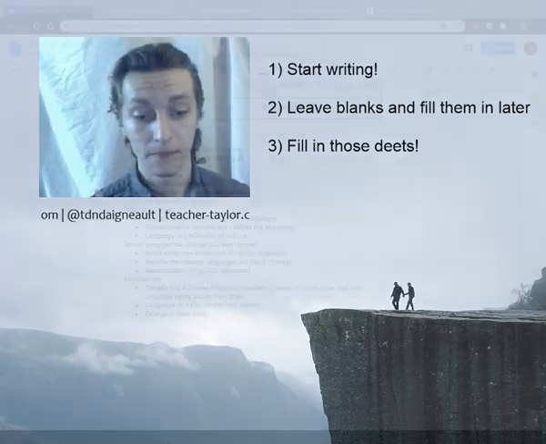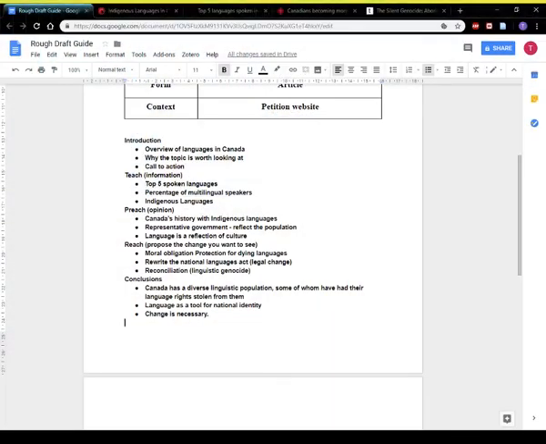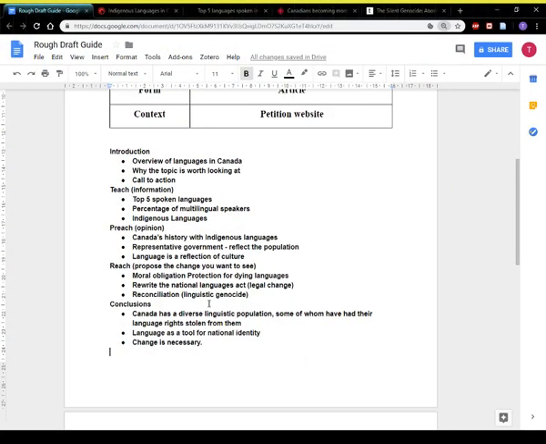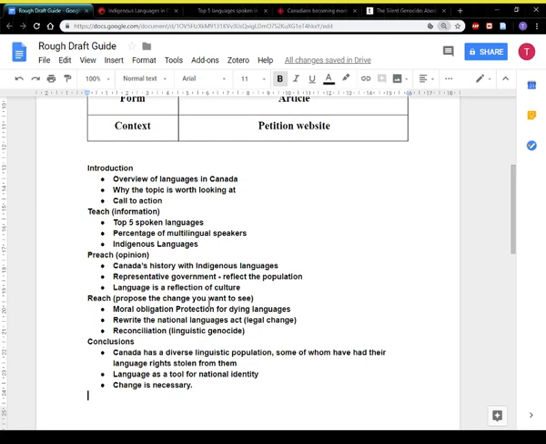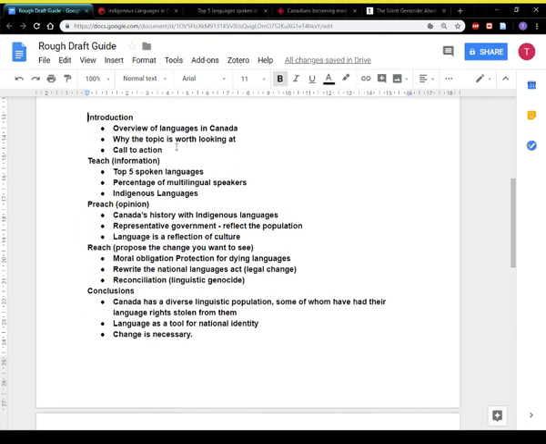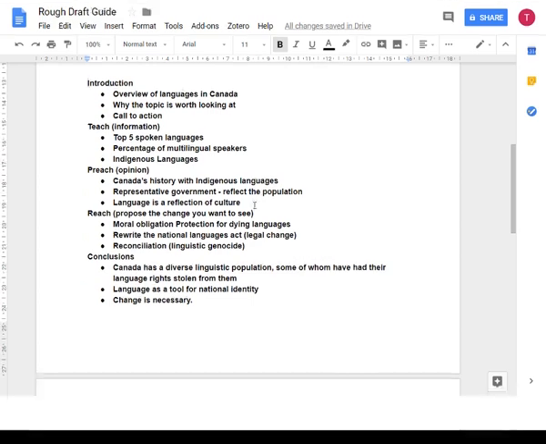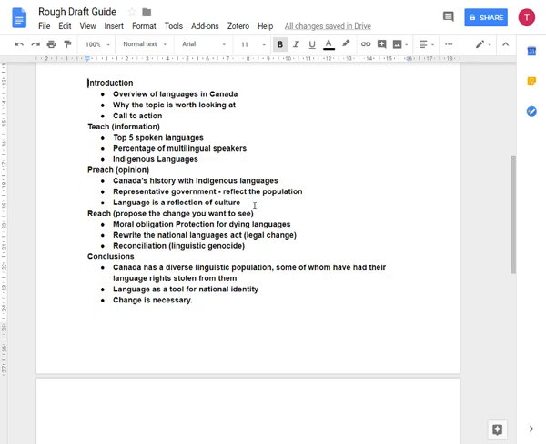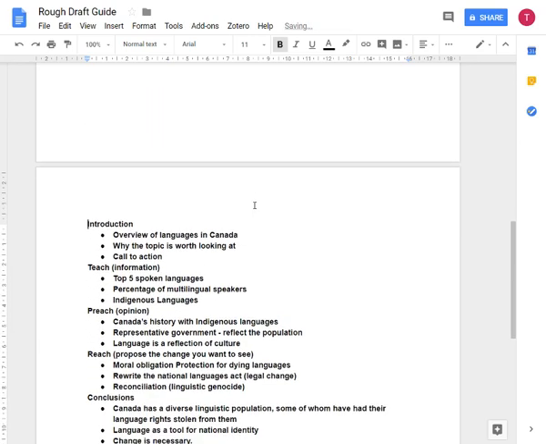So this is where we left off last time. I'm going to zoom in a little bit for you so that it's a little bit more visible. So we created an introduction, we used the teach, preach, reach model, and then we came to create our conclusions. We didn't do this in order, we left a lot of blanks and then worked through it along the way. That's just how writing works. That's just how it be sometimes. Alright, I'm moving this to its own page.